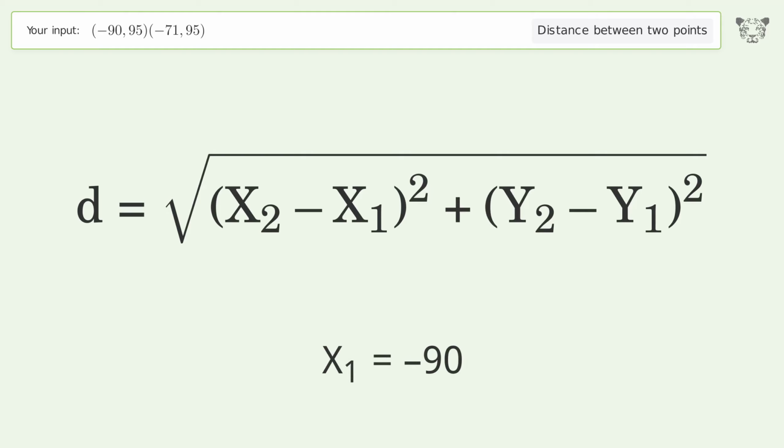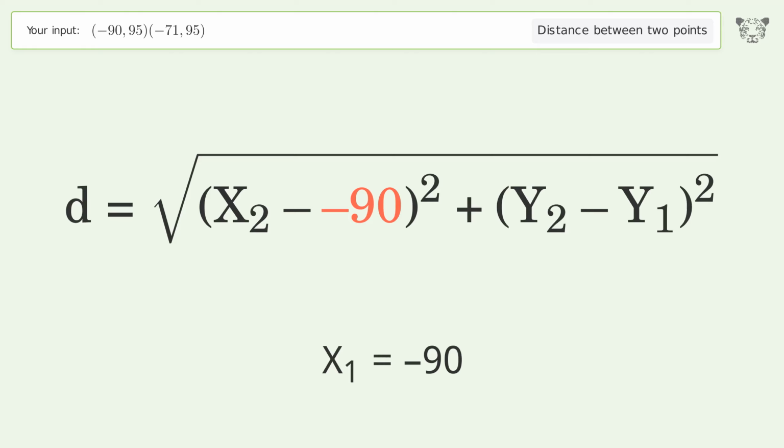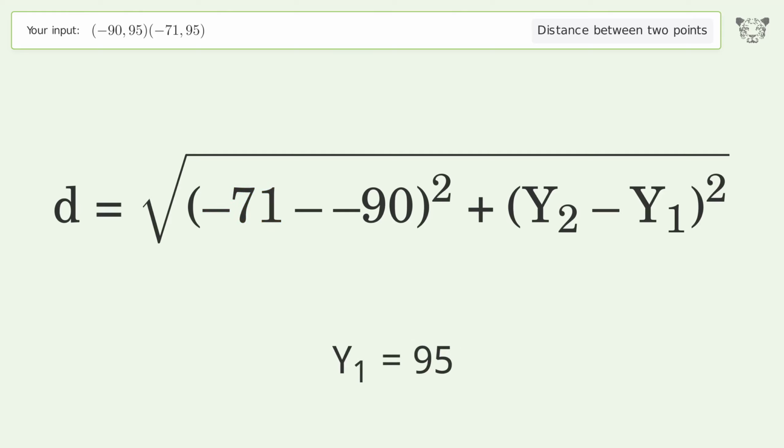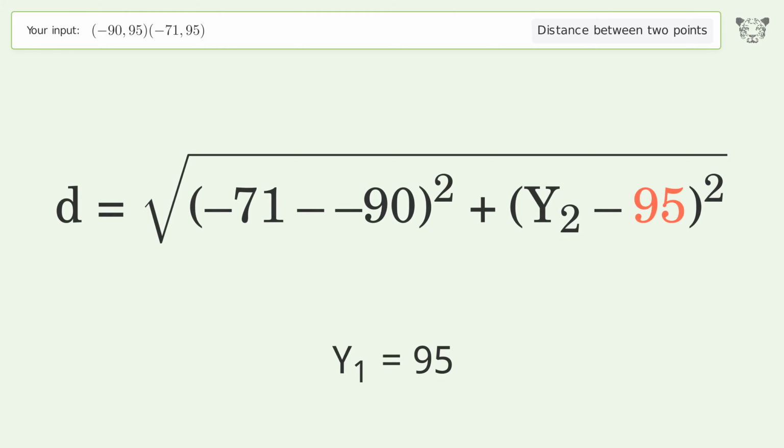x1 equals -90. x2 equals -71. y1 equals 95. y2 equals 95.